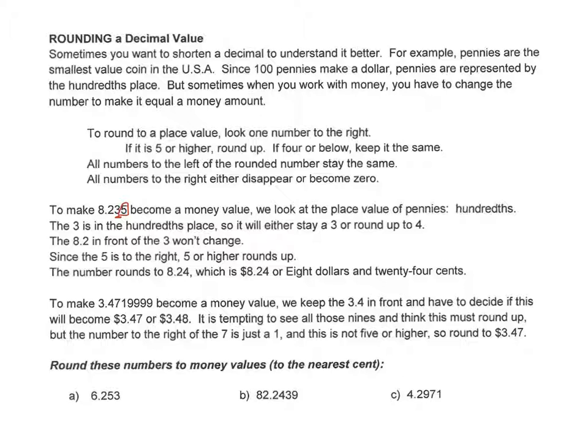So 5 or more, it's going to make the 3 go up to a 4. So your answer is $8.24, 24 cents. And that's how you will write it.